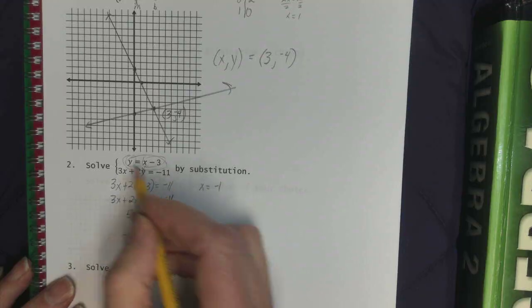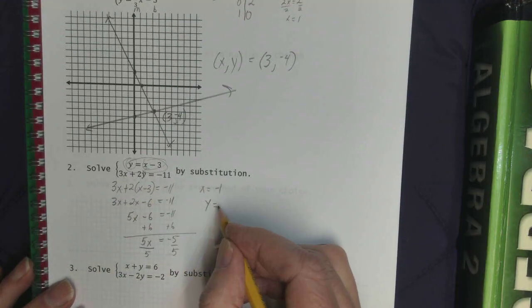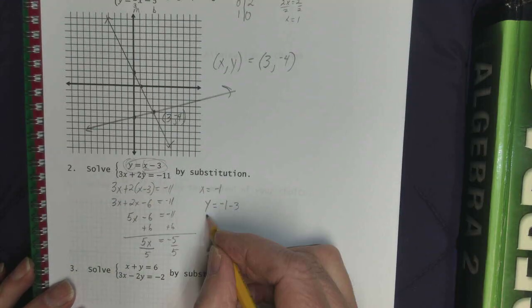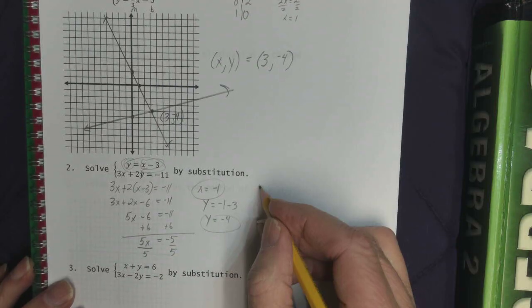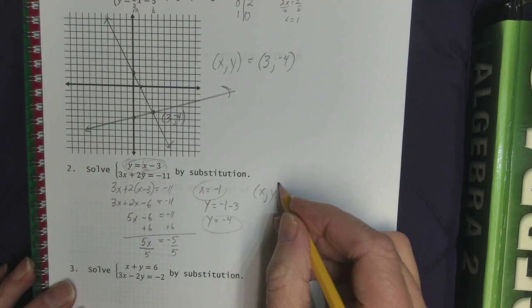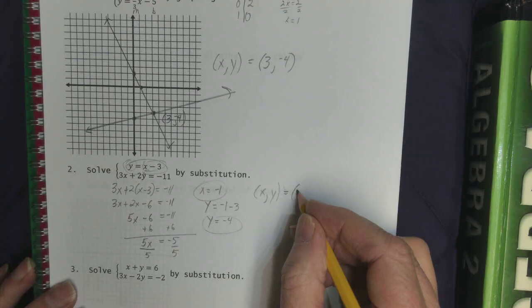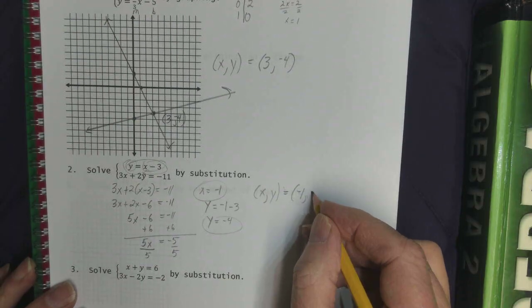I'm going to plug it into this equation. Y is equal to -1 minus 3, so y is equal to -4. Alright, so in the ordered pair format here, we got -1, -4.